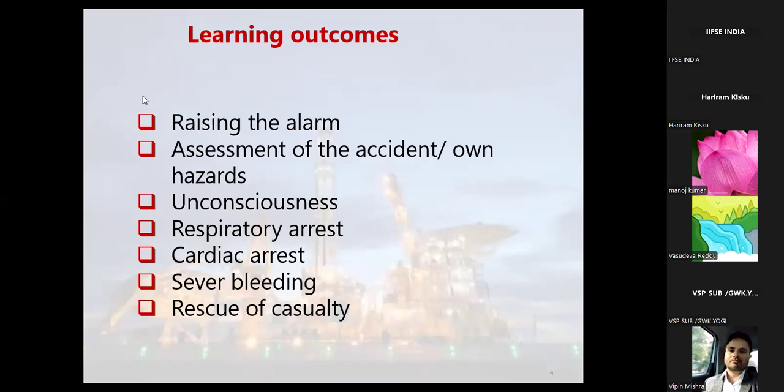Now, what are the learning outcomes? Raising the alarm, assessment of the accident, own hazard, unconsciousness, respiratory arrest, cardiac arrest, severe bleeding, rescue of casualty.